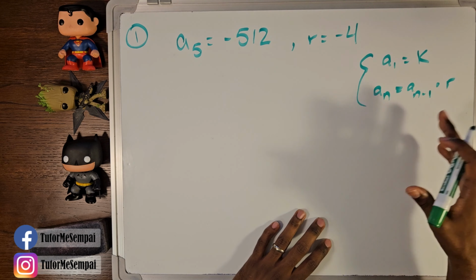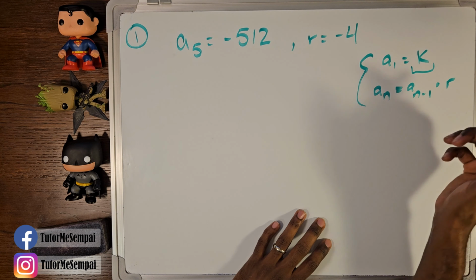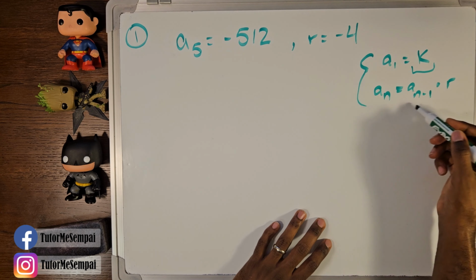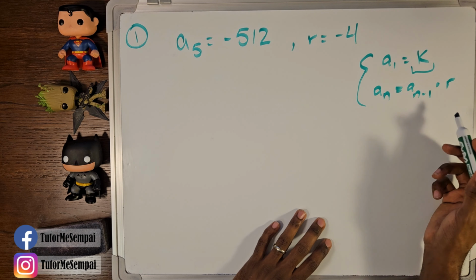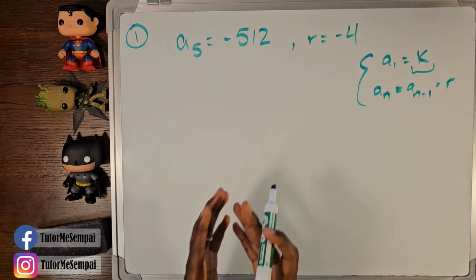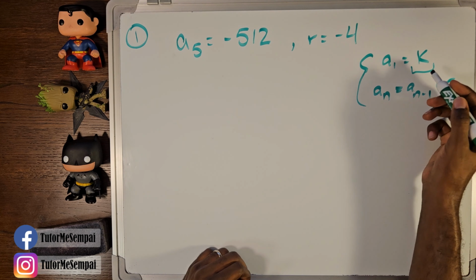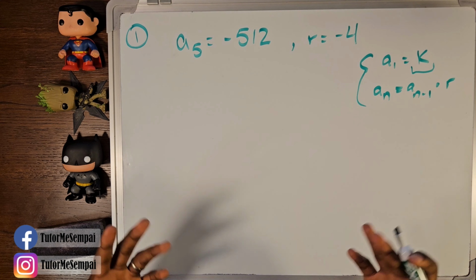You notice we only are missing this k. We have our r, and we don't need to do anything to these a sub 1, a sub n, and a sub n minus 1. In order to fill this out, the only thing we're missing is our initial term of our sequence, our a sub 1, which is going to be k in this case. So how do we go about solving for our a sub 1?